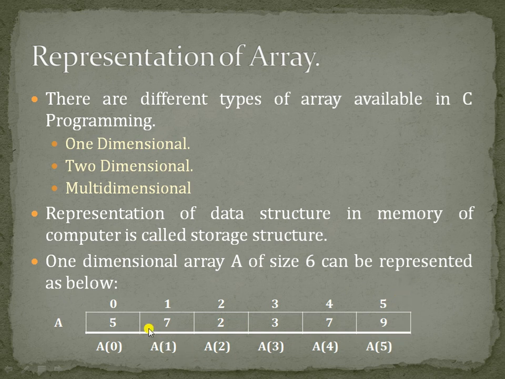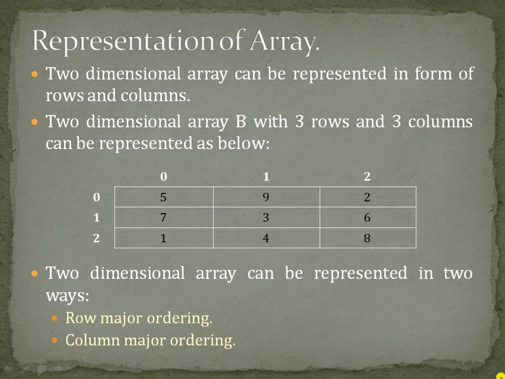And if we want to access each element of the array, then we can access them using A of 0, A of 1, A of 2, likewise. A two-dimensional array can be represented in the form of rows and columns. A two-dimensional array B with 3 rows and 3 columns can be represented as below. Here you can see the row, column 0, column 1 and column 2. Here you can see row 0, row 1 and row 2.